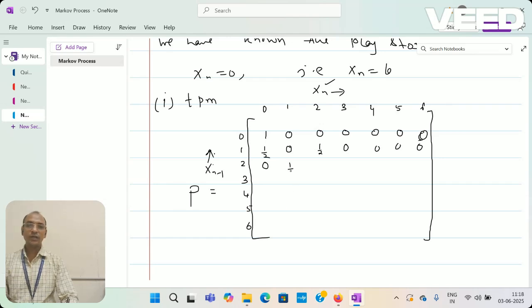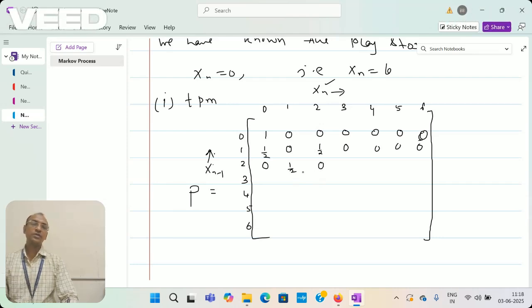And so here I can have 1 by 2. And 2 rupees and 2 rupees means he will not lose or gain anything. So if he has 2 rupees, he can gain 1 rupee to reach 3 rupees, and so I will have this one. And other things will be 0.